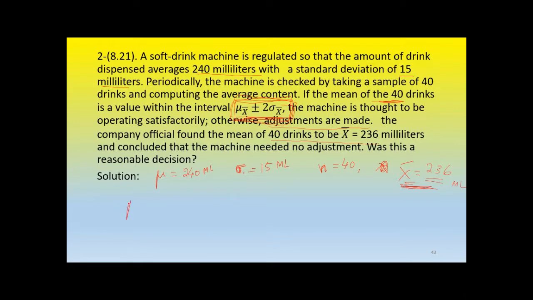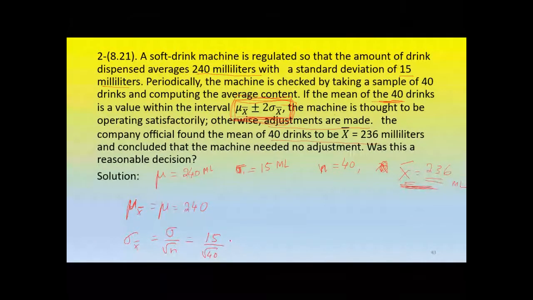Fine. Mu x bar. What do you mean by mu x bar? The population mean with respect to the sample is the same population mean mu, which is 240. Okay. But sigma x bar is not sigma. Sigma x bar is sigma over root n. Standard error you can call it, or standard deviation with respect to x bar, right? Therefore, sigma is 15 and the square root of 40, the sample size. It will give you the value 2.372. Now this is your sigma x bar.